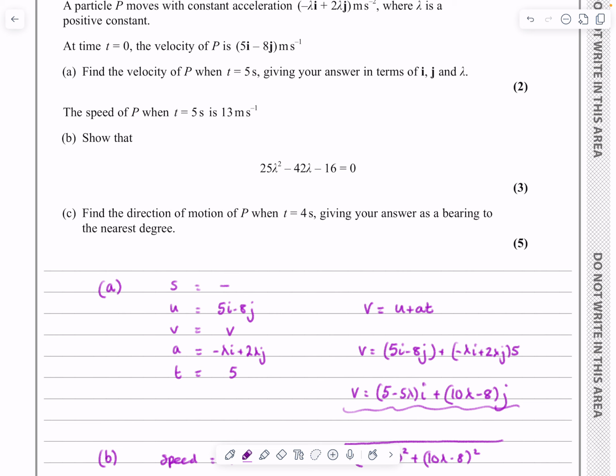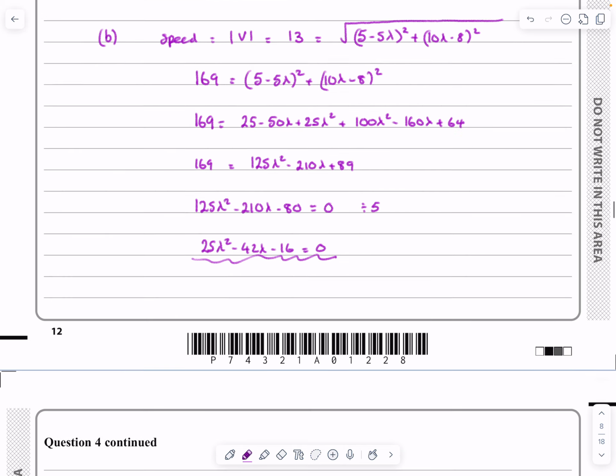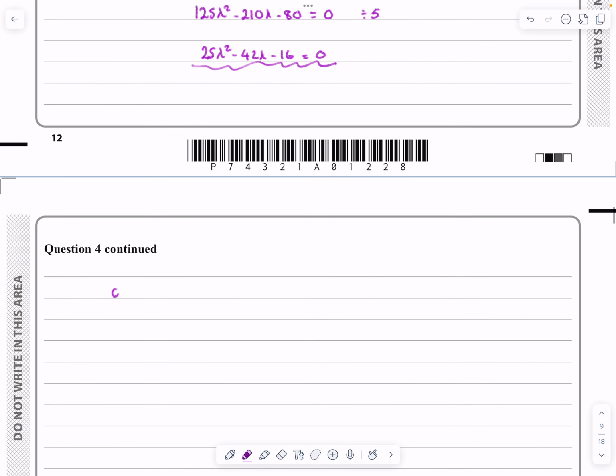So first thing I've got to do is to actually work out what lambda is, so I can work out what the velocity was. Let's do that first of all before we do anything else. The reason I'm hesitating there is this 25 lambda squared minus 42 lambda minus 16.